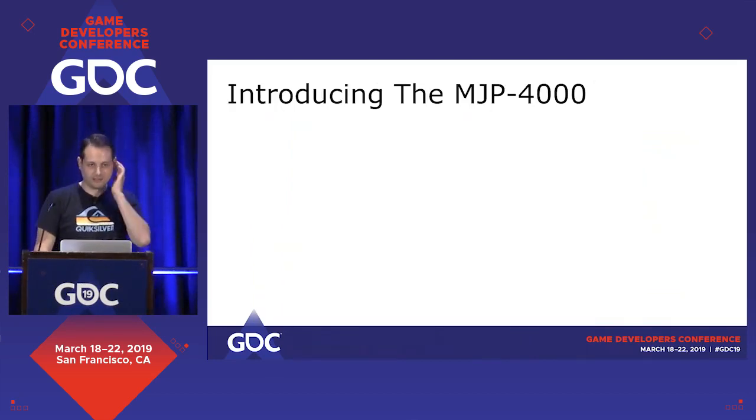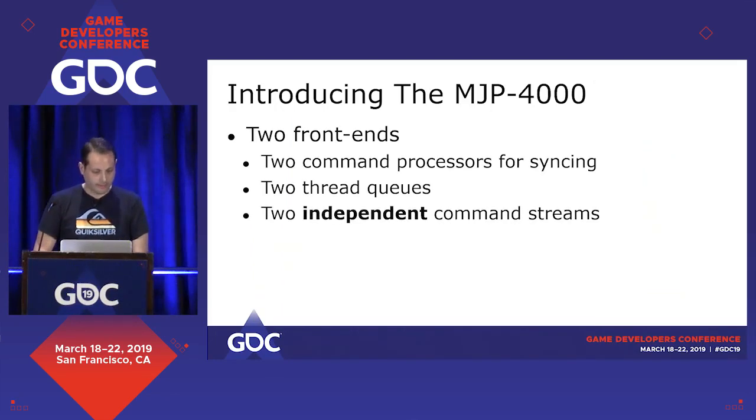Looking at this new beast of a machine, as we saw, there are 2 front ends on there. So now we can do 2 sync operations and 2 commands processed at once, and also 2 thread queues to feed into our shader cores.